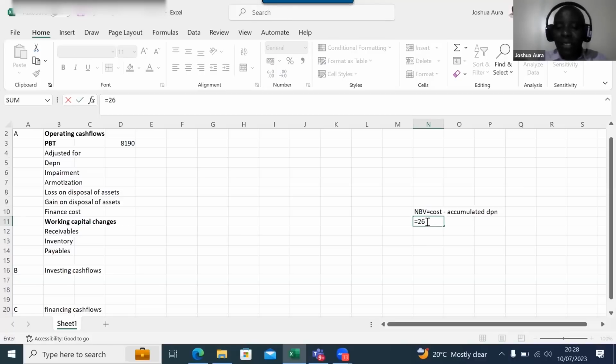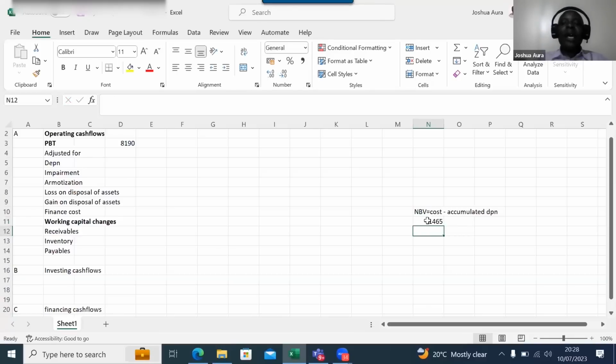So my net book value, ladies and gentlemen, these guys have given me a cost of 2630, and then of course I can see accumulated depreciation is 1165. So I'm able to see NBV of 1465. So the net book value is 1465. This is the value of this investment as at today. But how much revenue did it generate?